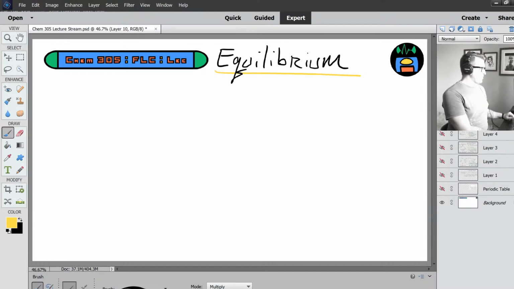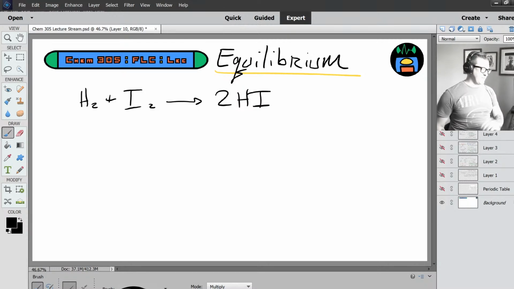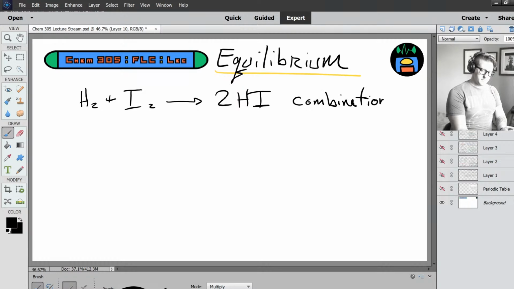To begin our discussion of chemical equilibrium, I want you to consider two chemical reactions. Consider the combination reaction that occurs when H2 reacts with I2 to produce two molecules of hydroiodic acid, HI. This is a combination reaction.